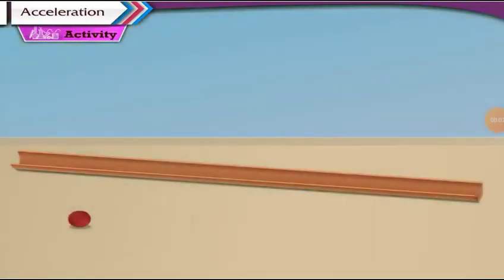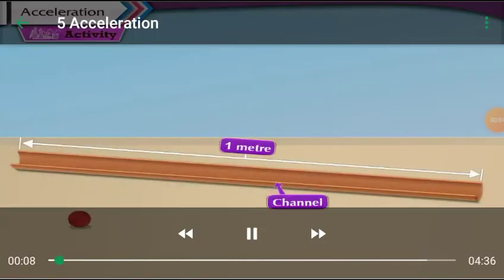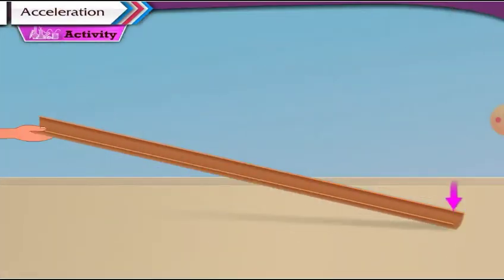Let us first take a 1-meter long channel and a small ball. Place one of its ends on the ground and hold the other end at some height from the ground. Now take the ball and release it from the upper end of the channel.